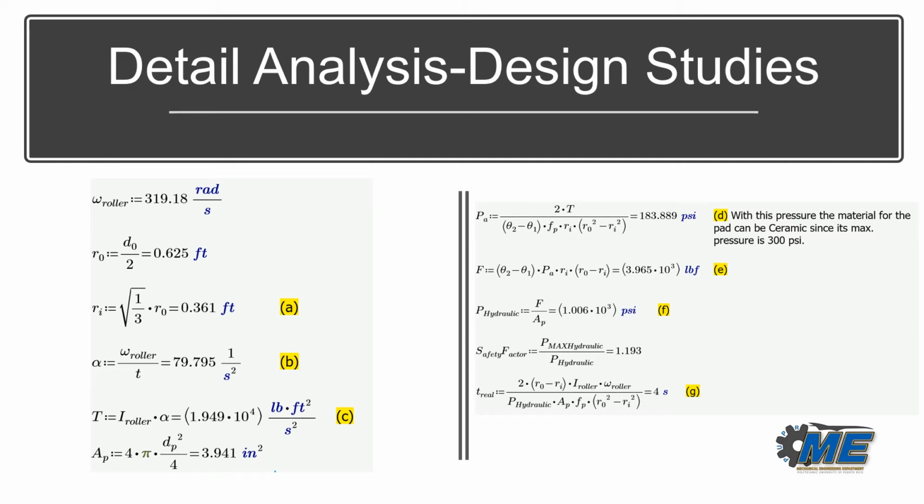After that, for E, we calculated the actuating force, and in F, we calculated the hydraulic pressure on the lines, which is 1,006 psi, which is less than the max allowed by the lines, which was 1,200 psi. And lastly, we made sure that the time was going to be 4 seconds to stop the roller.